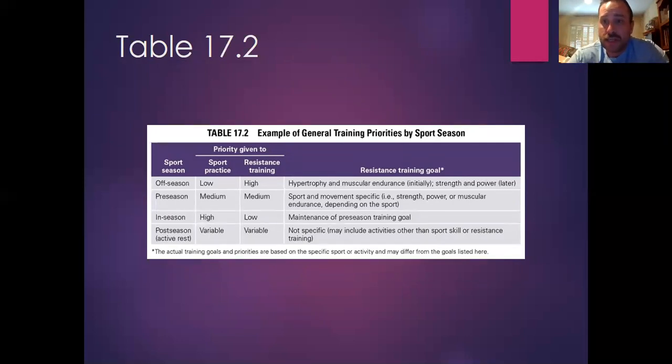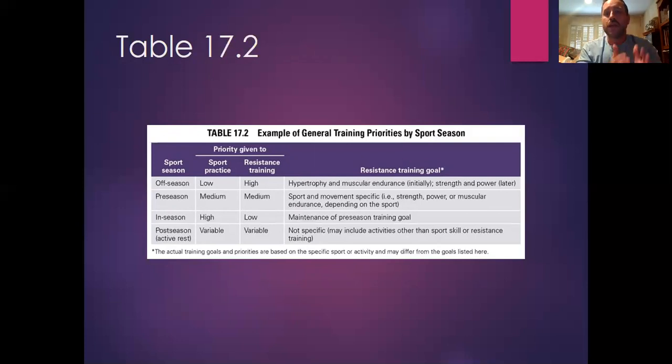When we get to the preseason, your practice for sport increases a little bit more than that of the off season. Your resistance training kind of decreases a little bit because of that increase in sport practice. So what we need to do is make it more sport specific at this point, meaning strength, power, or muscular endurance, depending on the sport. We're not going to get hypertrophy. It's just typically not going to happen. That needs to be one of the main focuses during that off season when there's not a lot of sport practice and it's more just in the gym technically. And then when we get in season, it's maintenance.